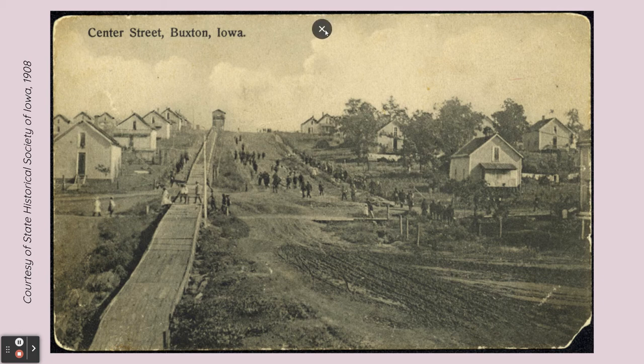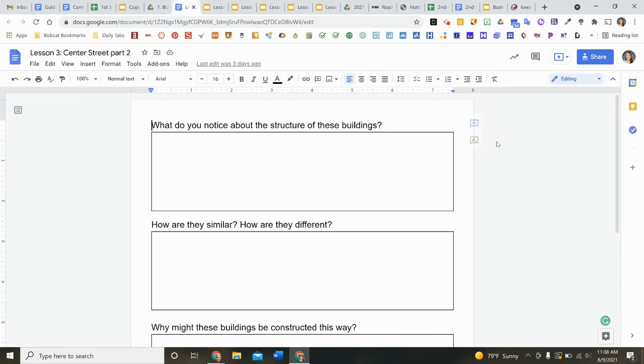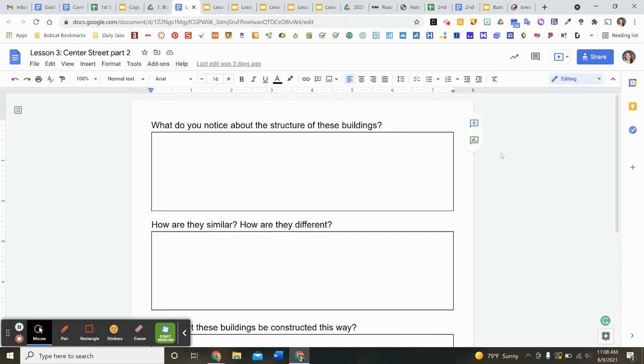In your assignment today, you'll be looking at this sheet and answering some of the questions that I just asked and made some observations about. Hopefully you were able to make some observations too. Here are your questions for your assignment. What do you notice about the structure of these buildings? Or, what do you notice about how these buildings are made?